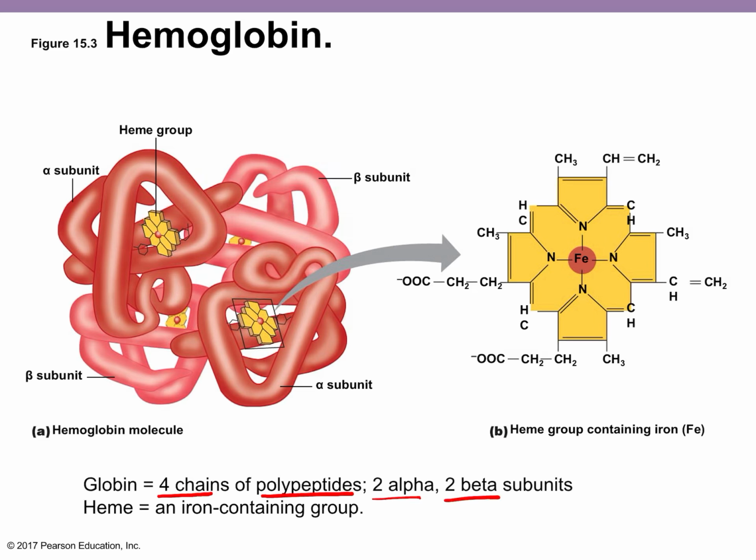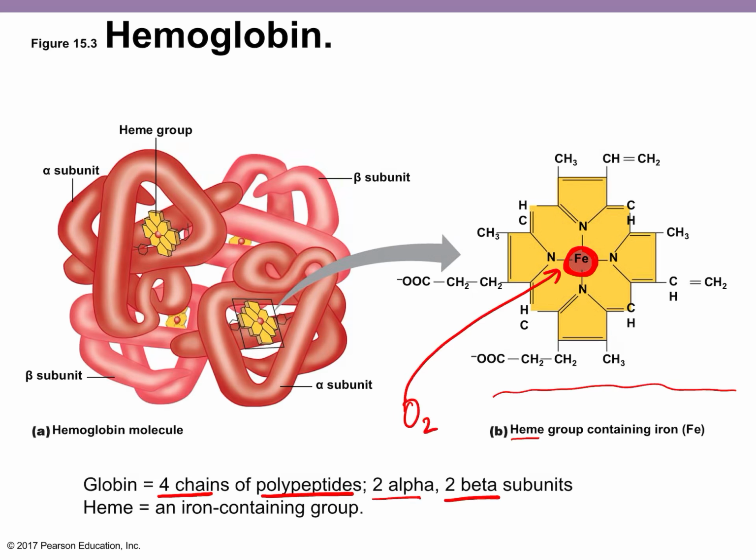There are 2 alpha chains and 2 beta chains, or you can call them subunits, 2 alpha subunits, 2 beta subunits. Within each subunit, there is a heme group. The heme is an organic molecule, so you can see the organic scaffolding of our heme. But inside, we have an iron atom. So the iron atom is what actually binds the oxygen.